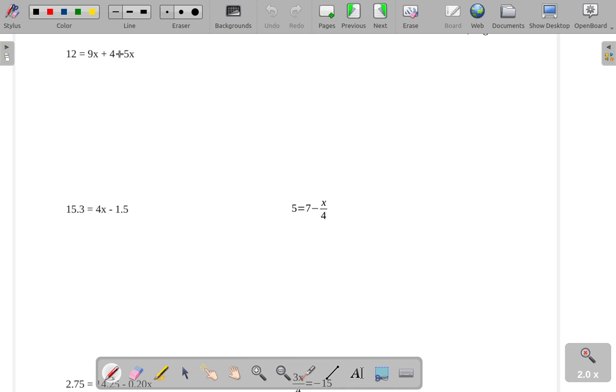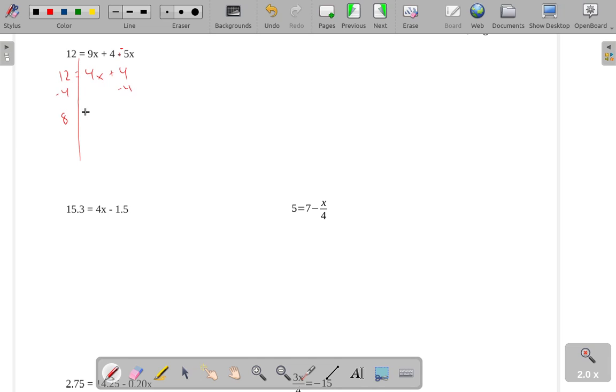The 9x, and I'll call this a negative 5x, again changing the subtraction to addition here. So 9 minus 5 is 4, so this is 4x plus 4 on that side of the equation, and a 12 on the other side. So the two things that are being done to my x here, we're multiplying by 4, then we're adding 4. So I'll begin clearing stuff off by subtracting the 4.